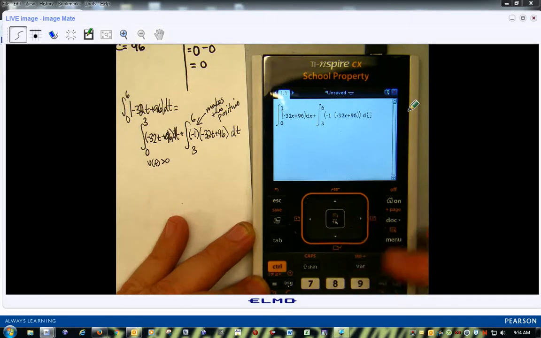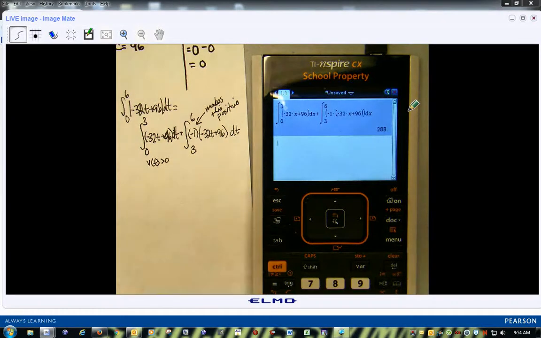And then squint and brace for impact. Hit there. Oh, 288. Woo! That's what the answer should be, because I've done this before. I know what the answer should be. So it does give you the answer, so you can just type it in and go, which is nice.